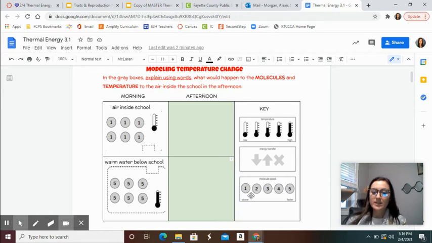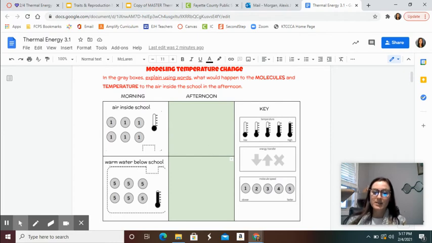Looking at the key over here, a 1 represents a slower molecule speed, and from this key that means it has a low temperature. Same thing over here, we have the warm water below the school, which has molecules at a speed of 5, which is fast. So we can see the air is cold, and the water below has fast moving molecules and it is hot.